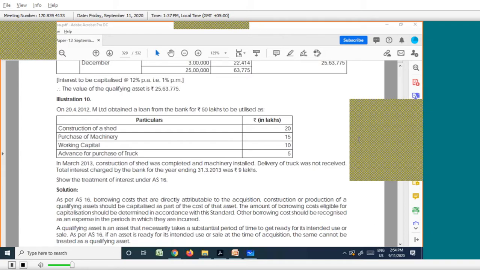Working capital loan. Working capital means what? Working capital loan is normally used for day-to-day purposes. Why are we borrowing a working capital loan? What is the purpose? Message me. Working capital loan means for what purpose will we use it normally? Just put your thoughts. Used for day-to-day expenses.